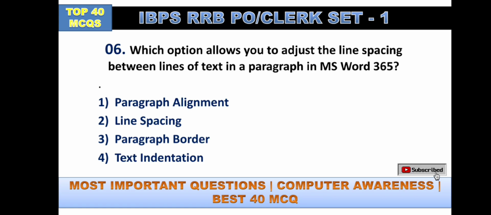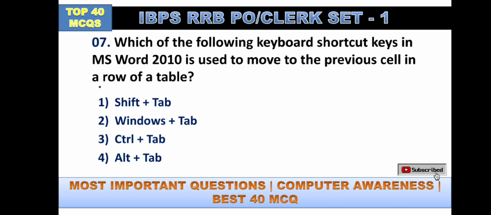Which option allows us to adjust the line spacing between lines of text in a paragraph in MS Word 365? It can be done by the line spacing tab only. Okay. Which of the following keyboard shortcut keys in MS Word 2010 is used to move to the previous cell in a row of a table? It can be done by pressing Shift plus Tab. By pressing Shift plus Tab, we can move to the previous cell.